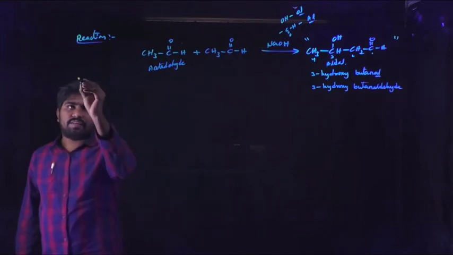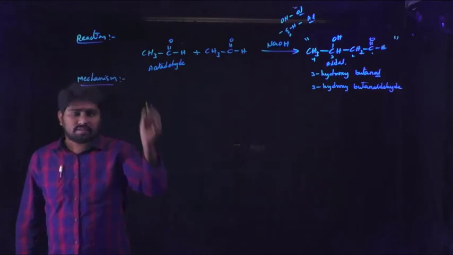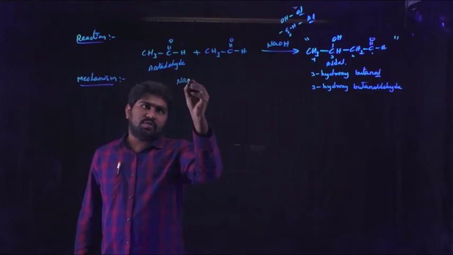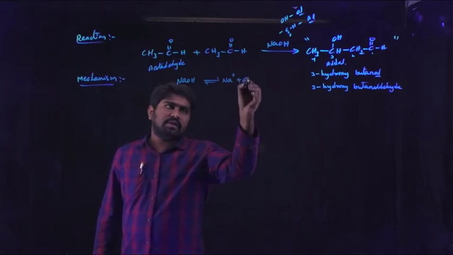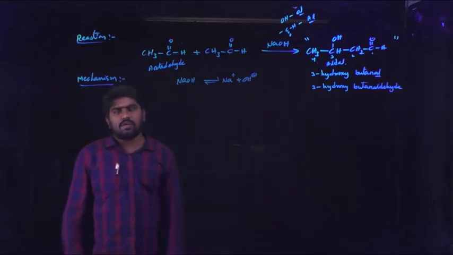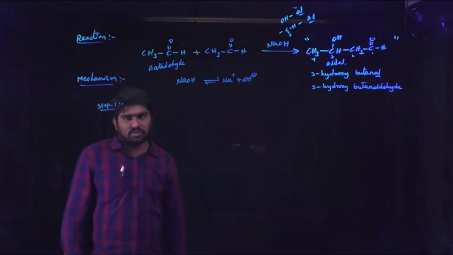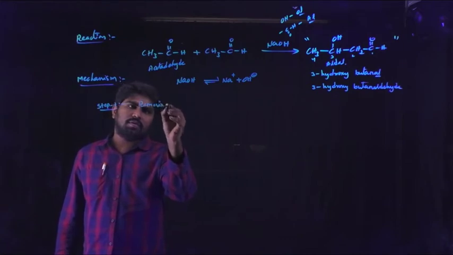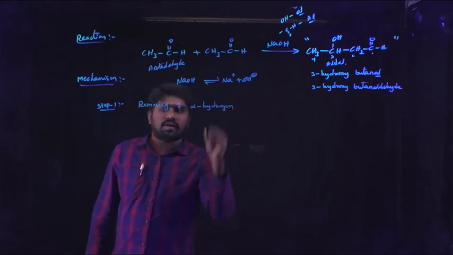Now coming to the mechanism for this reaction. We already know that the NaOH molecule readily undergoes cleavage and produces Na plus and OH minus. This mechanism takes place in some steps. Step 1: removal of alpha hydrogen.